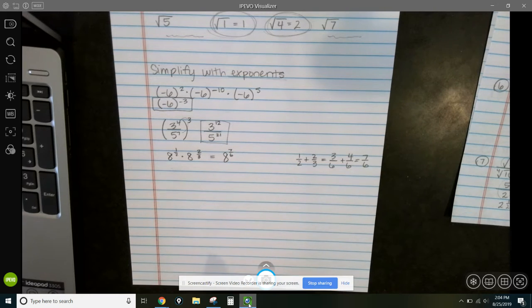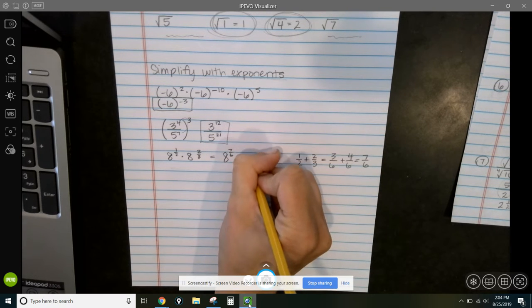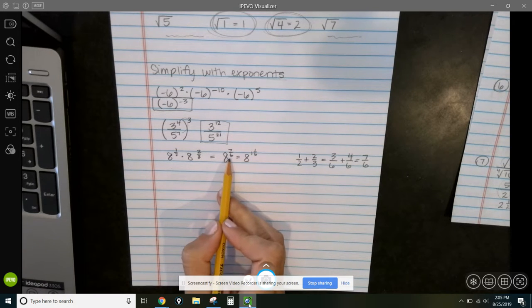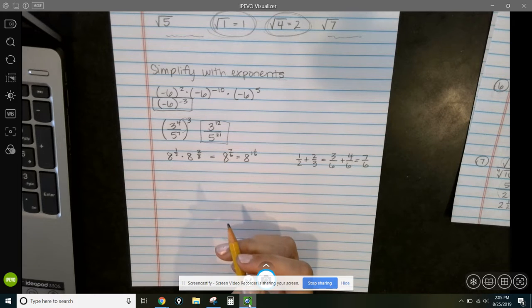So 8 to the 7/6 power. You could, if you'd rather have a mixed number, 8 to the 1 1/6 power, but normally I think they would probably leave it as an improper fraction for exponents.